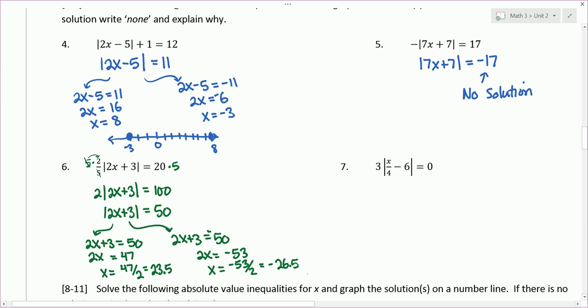And so on our number line, say here's 0, 23 is out here, 24 is next to it. So 23.5 is going to be right in between 23 and 24. And then negative 26.5, well, we got a negative 26 somewhere to the left, and a negative 27 right next to it. We're going to go right in between those.